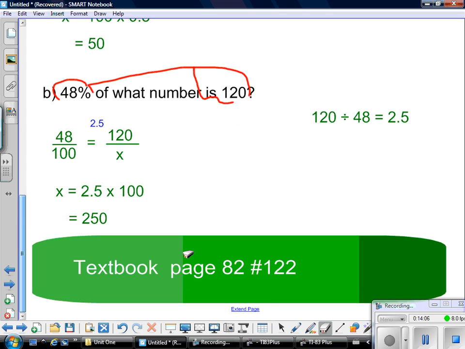Okay, so what you have to do is from your textbook, page 82, it says number 1222, which is not right, so I will write that down for you in the class.